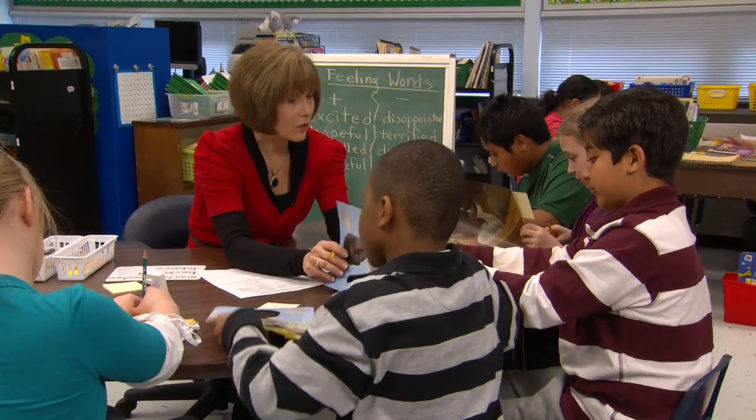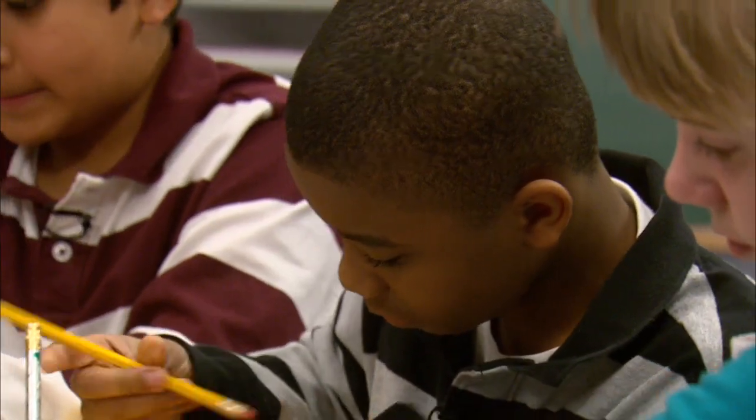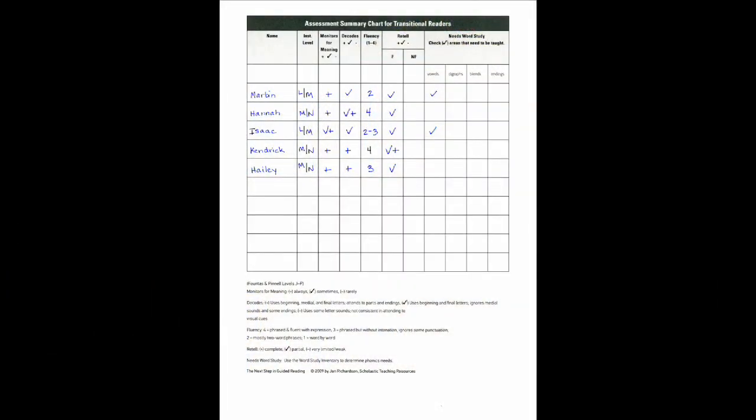In this transitional guided reading lesson, I will be working with a group of 5 third graders who are reading below grade level. Before the lesson, I met with the students' teacher and we consulted the assessment summary chart. We have a diverse group, which is often the case with transitional readers.